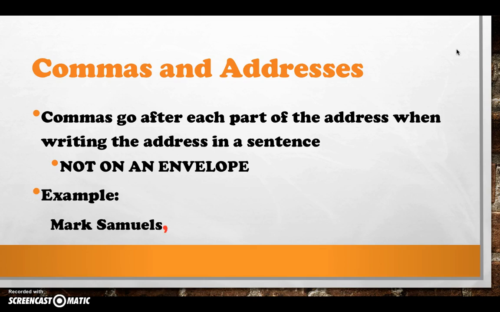Here's an example. Mark Samuels, 423 Palm Avenue, Miami, Florida. Mark Samuels is his name, so I put a comma after it. 423 Palm Avenue is where he lives. That's his street address, so I'm going to put a comma after that. He lives in Miami. That's the city, so I put a comma after the city. And finally, the state that he lives in is Florida.